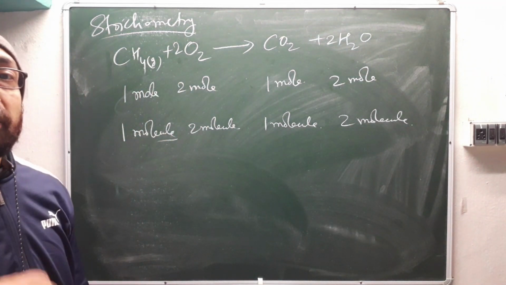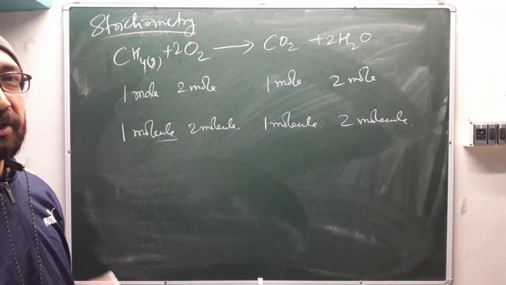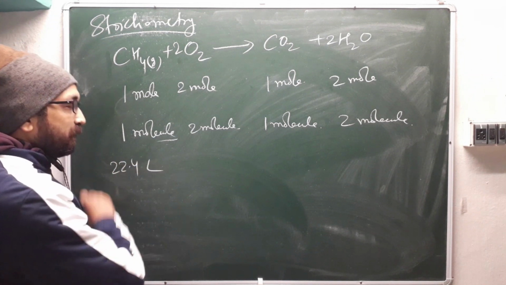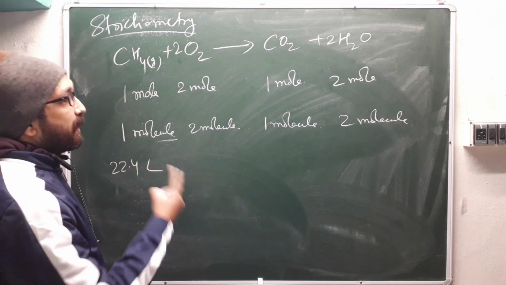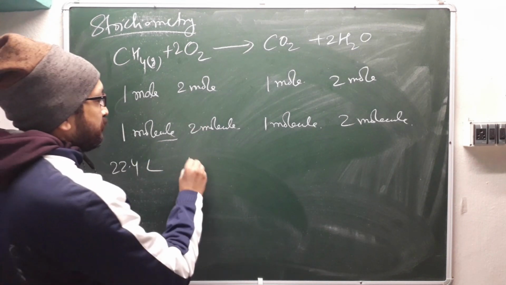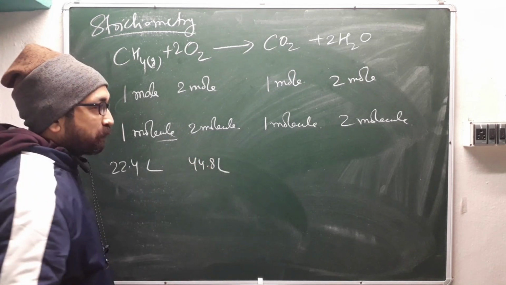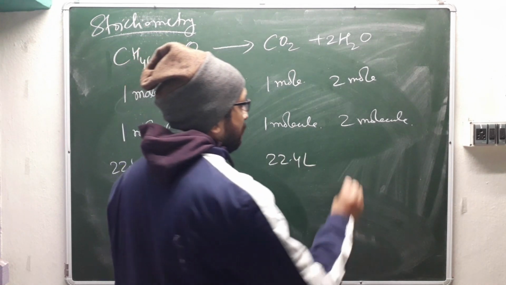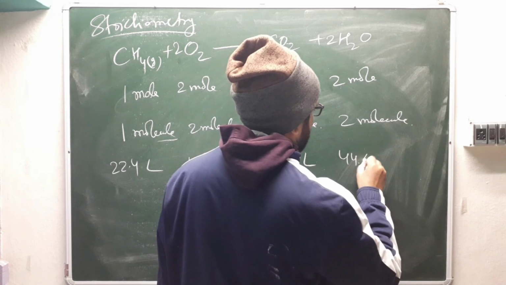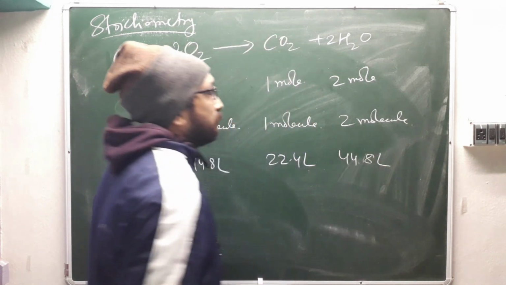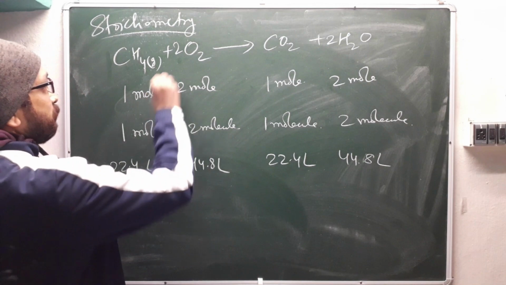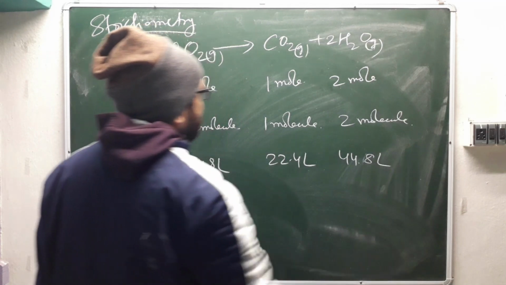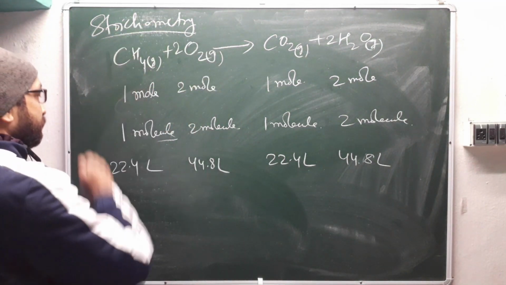Now again coming to the volume, volume at STP, standard temperature and pressure. How much volume will 1 mole occupy? It will be 22.4 liter of methane reacting with 2 into 22.4, meaning 44.8 liter of oxygen. What you are getting? 22.4 liter of carbon dioxide and 44.8 liter of water, right? Here, one thing: everything will be in gaseous state, right?